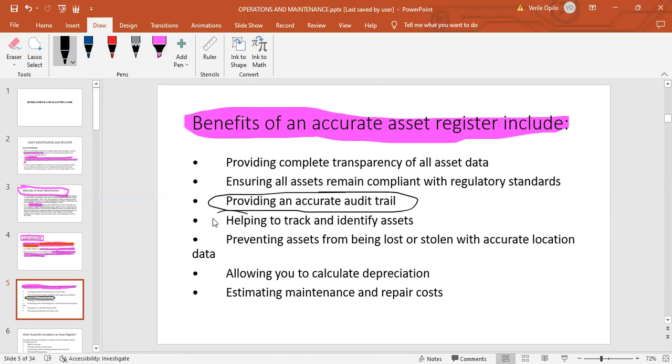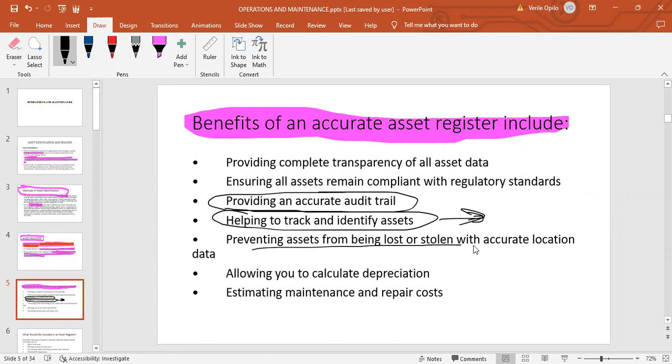The other one is that it helps to track and identify assets of the business, because at the end of the day, you have all the details about the asset: when it was bought, where it is, the location, who has it, and what condition it is in. So in that case, it helps to better improve the tracking process and the identification of the asset.